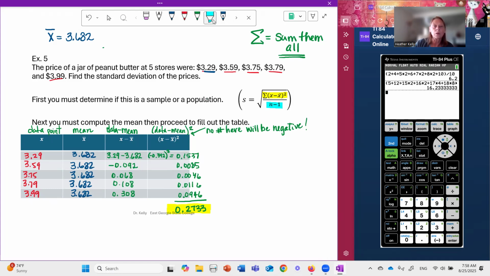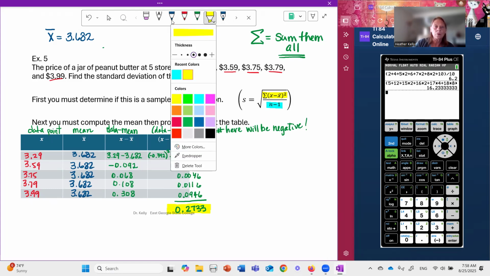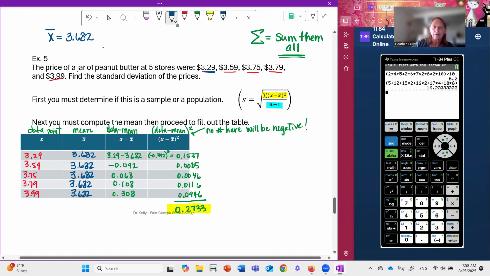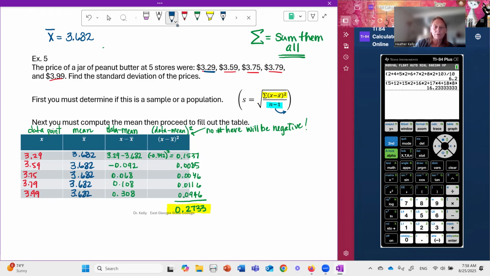The n minus 1 lets us know that it is... no, n is 1, 2, 3, 4, 5. N minus 1 is 5 minus 1, n being the number of data points. And in this case, we have 5.